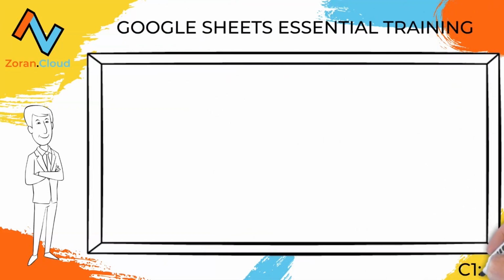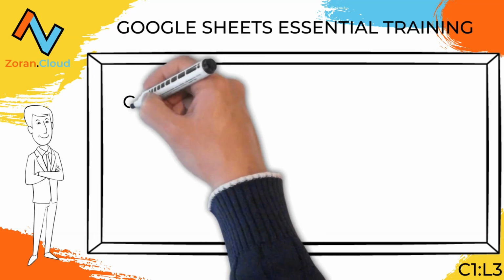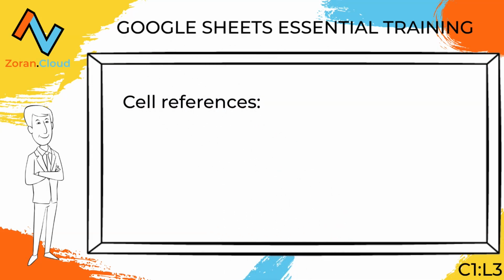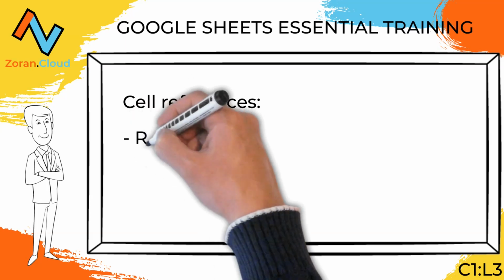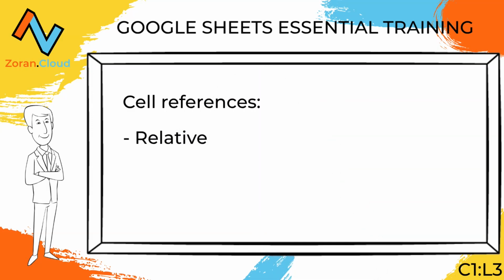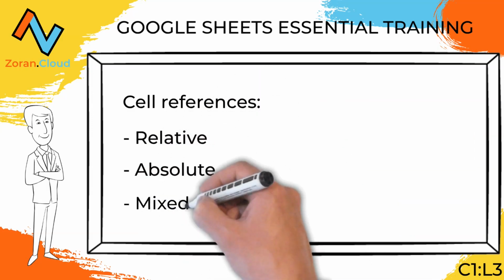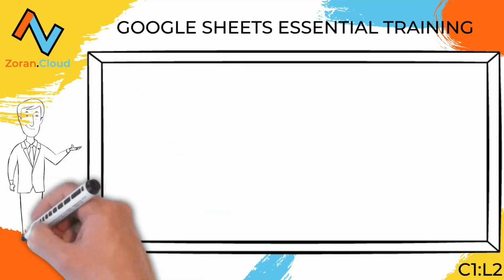In this lesson, you will see that sometimes, when copying a formula from one cell to another, the result is not the expected one. In many cases, this is due to a faulty cell reference. We will learn about the relative, absolute, and mixed cell reference types and when to use each of them. Let's start.